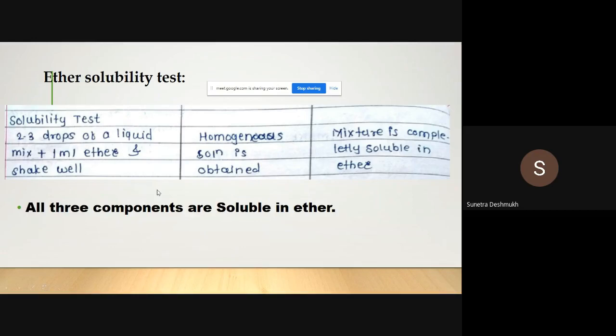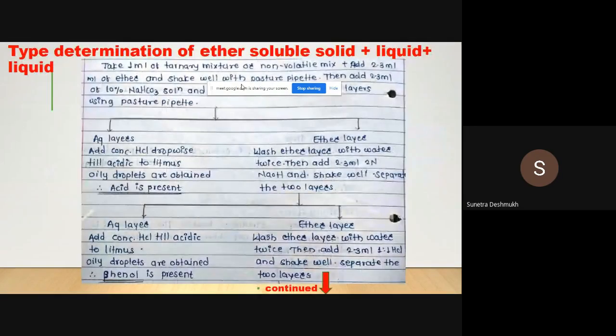Okay, so up to now, from the volatility test, your mixture doesn't contain any volatile component, and your mixture doesn't contain any ether insoluble component. So we will go for type determination now. All are ether soluble, so type determination is easy now. We will go with our routine method.